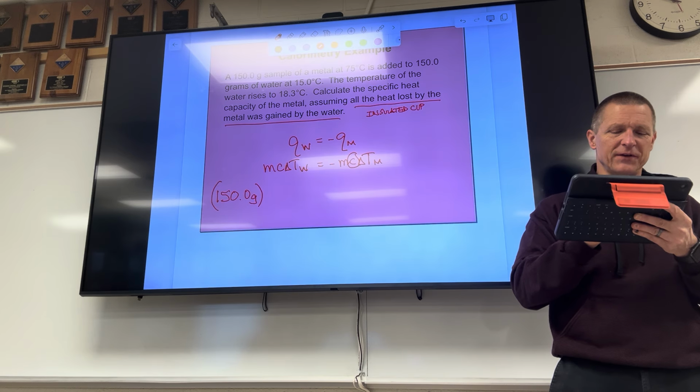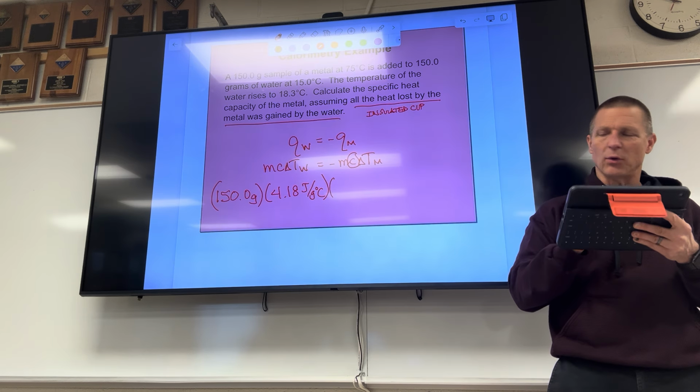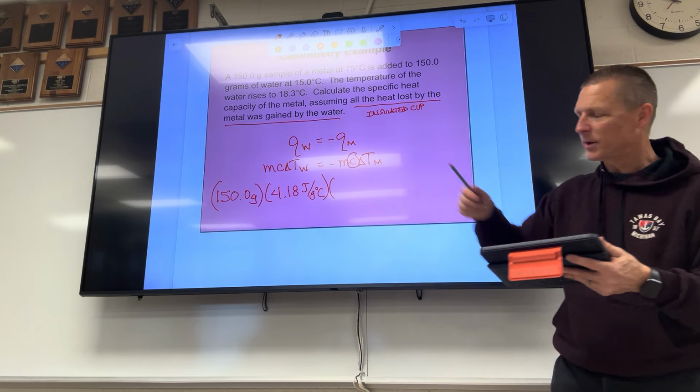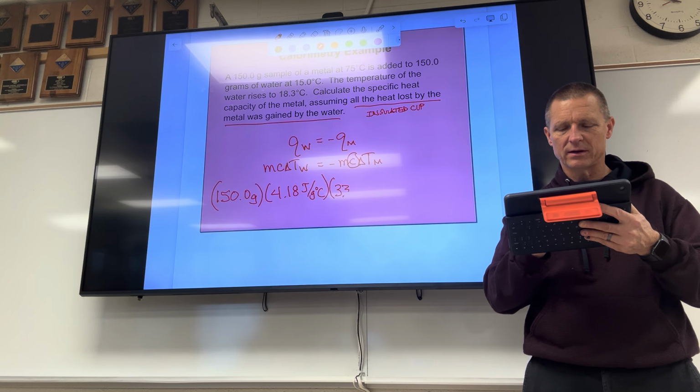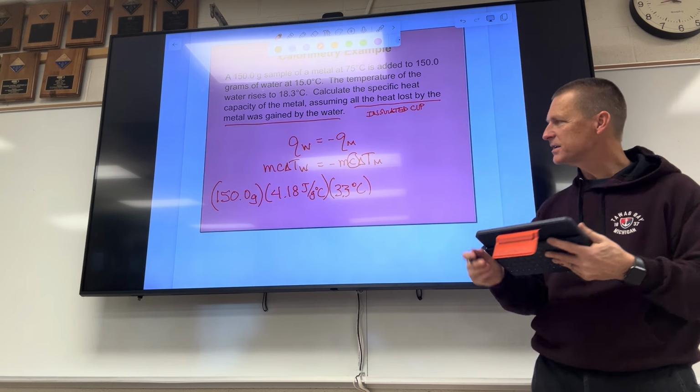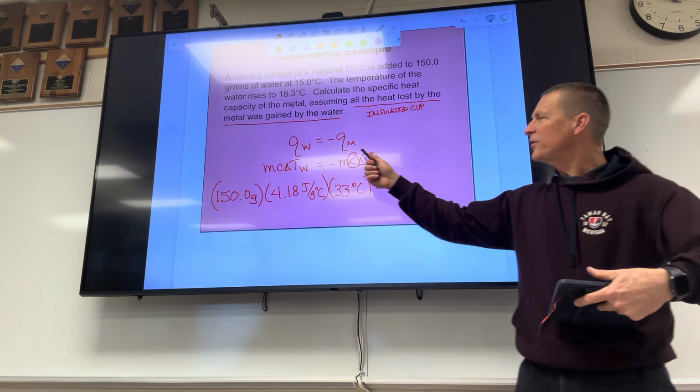Mass of the water is 150 grams. Specific heat of the water is 4.18 joules per gram degree Celsius. The delta T of the water started at 15.0, went up to 18.3, so there's going to be a change of 3.3 degrees Celsius. And that's equal to the amount of heat that the metal lost.